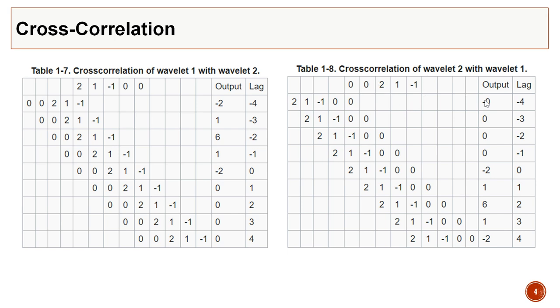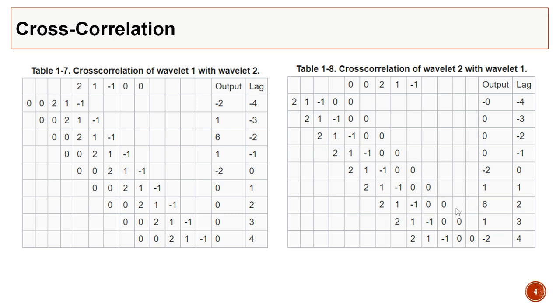So this is the cross correlation of wavelet 2 with wavelet 1. Again, you have the lag positions on the right, and the final summation of the cross multiplication products as the output. So again, we see that a shift of two samples on the positive side will give you the highest value.